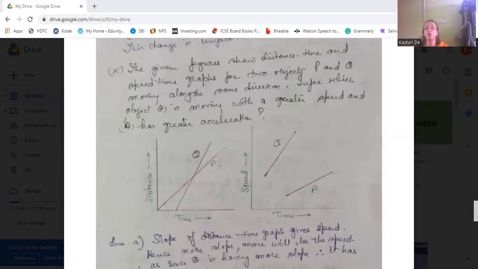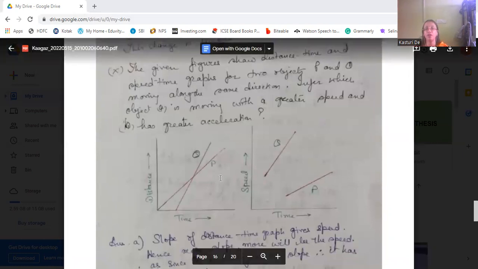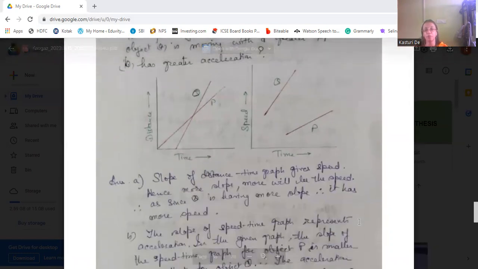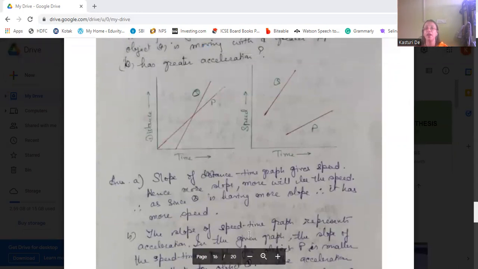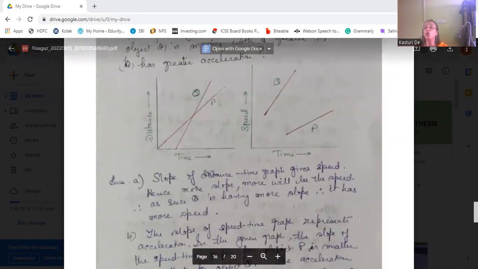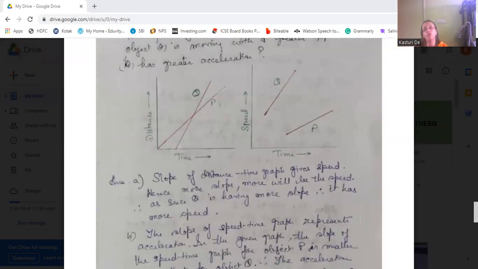Now first move on to the distance-time graph, then the speed-time graph. First we move on to the distance-time graph. Here the slope of the distance-time graph gives the speed. Hence, more slope, more will be the speed. So which has more slope? Q. Slope for Q is more, and therefore the speed of Q is more.